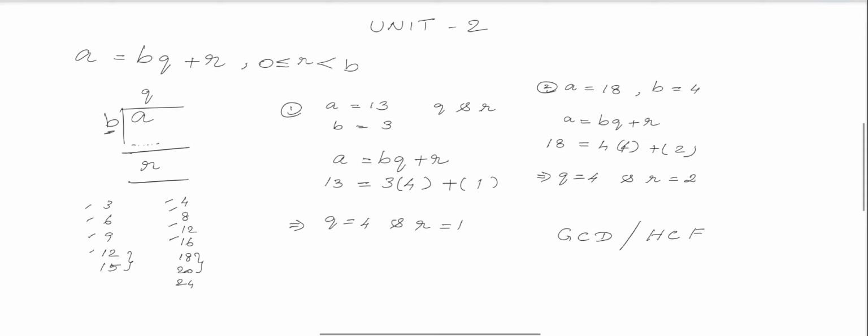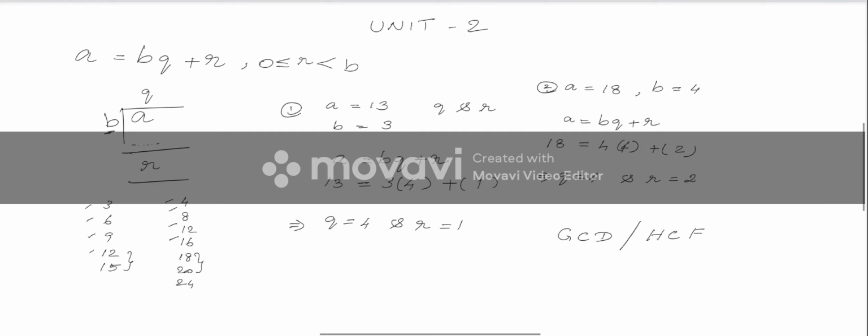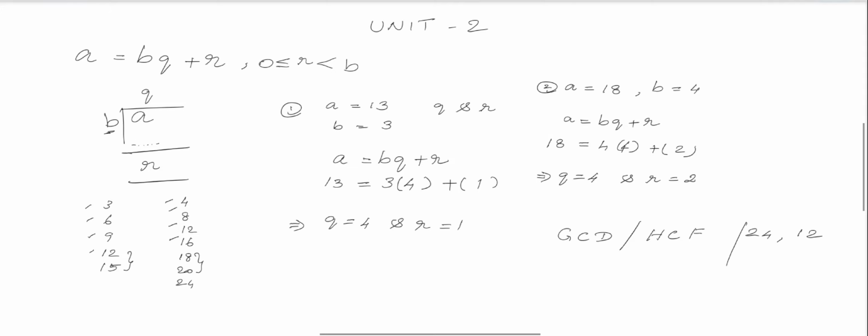For the GCD, you just gather the common factors and write them. For example, you take 24 and 12. So what is the GCD? Do you remember this one? It is 12.